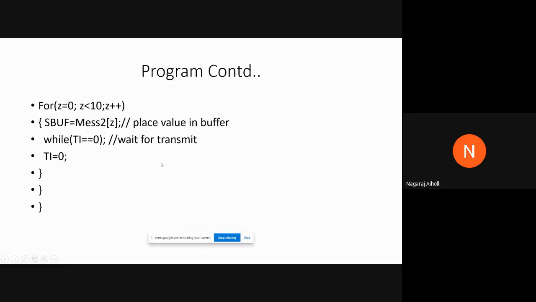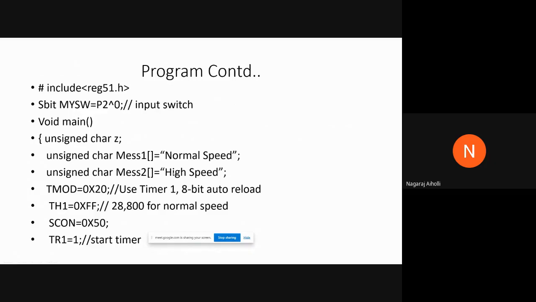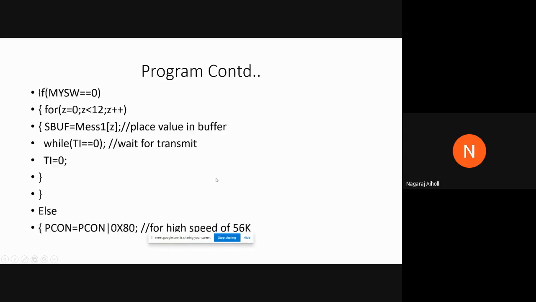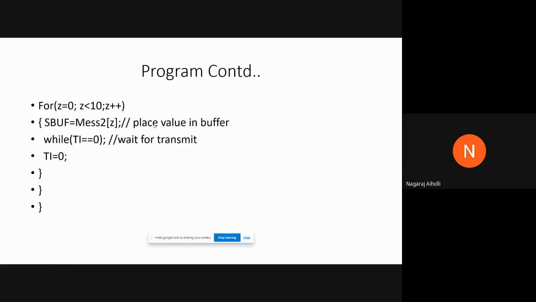Now how many characters are there in the high speed message? If we count the number of characters in the message high speed, it is 1, 2, 3, 4, 5, 6, 7, 8, 9, 10. There are 10 characters. H, I, G, H, space is also one character, S, P, E, E, D. So there are totally 10 characters. That's why we are using z equal to 0, z less than 10, z plus plus. Then SBUF is equal to message 2 of z. This is the second message, therefore we are using message 2 of z.